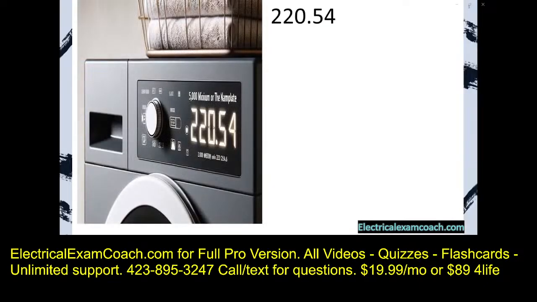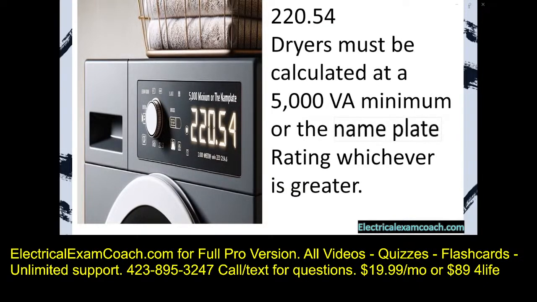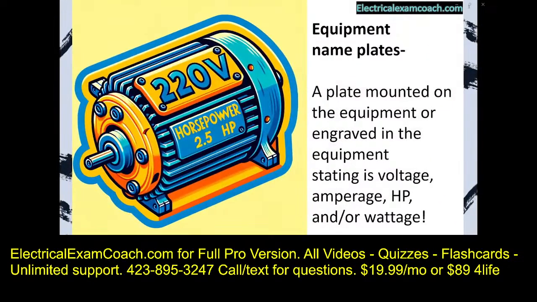Section 220.54 lets us know that dryers must be calculated at a 5,000 VA minimum or the nameplate rating, whichever is greater. Now, let's learn what a nameplate is. Equipment nameplates: a plate mounted on the equipment or engraved in the equipment that is stating its voltage, amperage, horsepower, and/or its wattage. Now, it may only have a few of these, but as we've learned in previous lessons, we can apply Ohm's law to find the unknown.